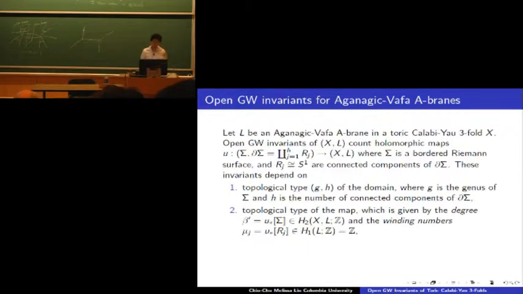I should tell you that you orient your domain by the holomorphic structure. It's a bordered Riemann surface. And also the boundary circles are equipped with the induced orientation. So you can also push forward the fundamental class of your boundary circles. You get this first homology class of your Lagrangian submanifold, but now your Lagrangian submanifold is a circle times C, so you can identify it with Z.